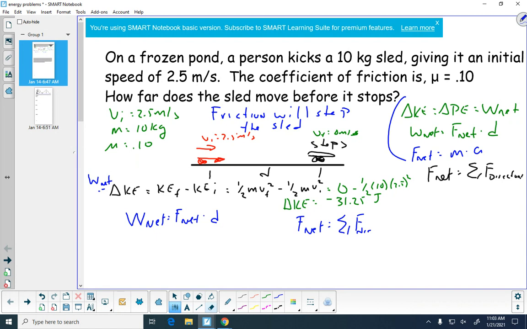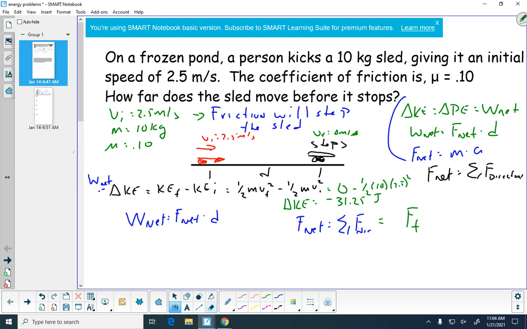So the only force that's going to be working here is your force of friction. Well, how do I calculate my force of friction? Because you have no force applied, so we just have a negative force of friction. That is the only force. This is the only force in action here, the force of friction.